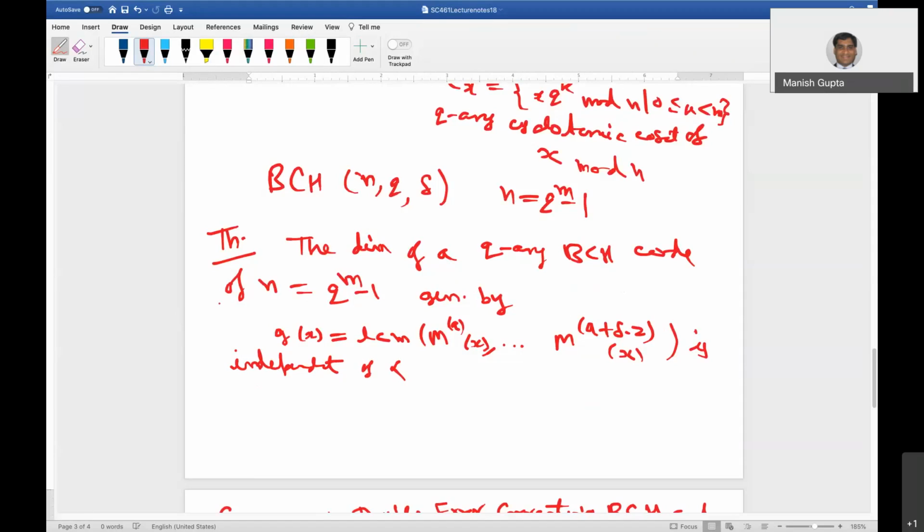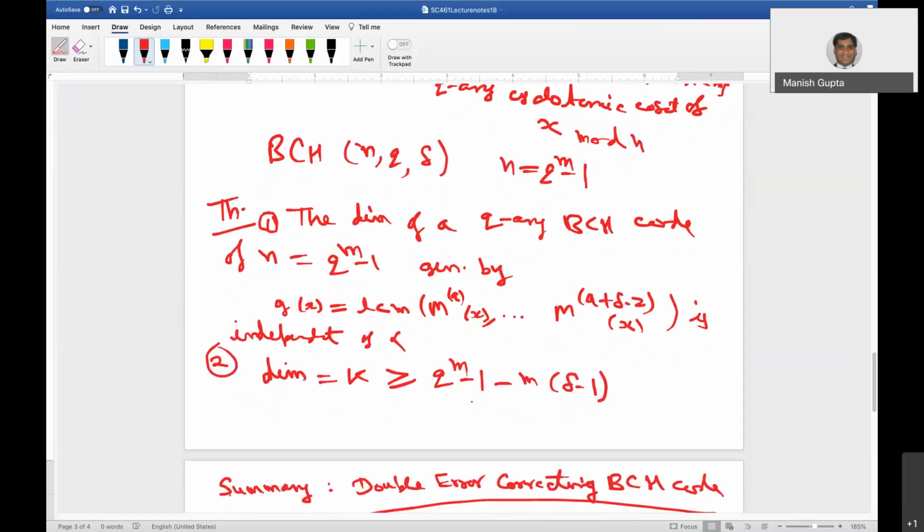And second thing, so there are two properties here, first and second. The dimension, which is k actually, is at least q raised to power m minus 1 minus m times delta minus 1. Okay, so basically for the general BCH code, we don't know the exact dimension. Rather, we have a lower bound. This is an interesting problem, so we don't know what the dimension is in general. Okay, so let me show you how we arrive at this formula. The dimension is at least this much.